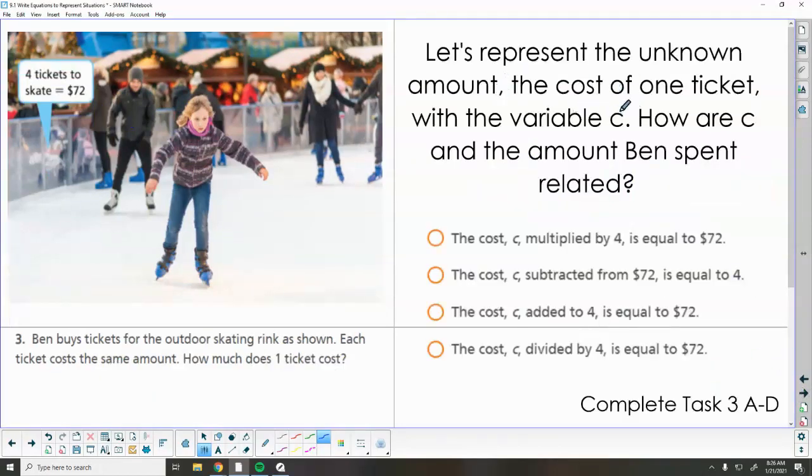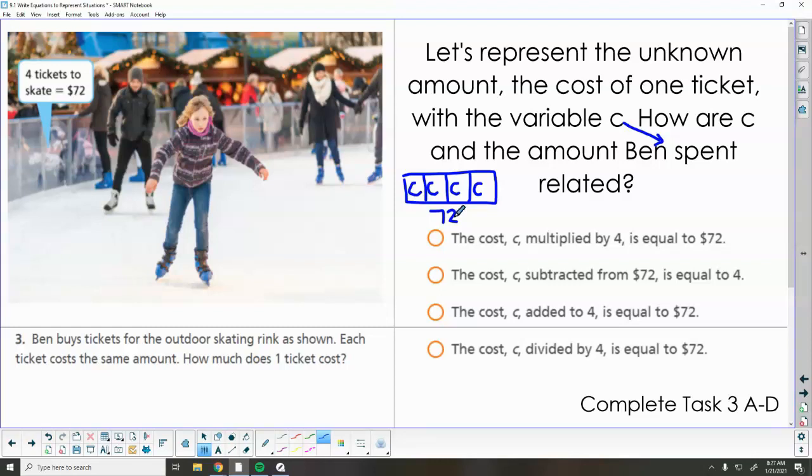So how is C and the amount Ben spent related? So let's draw that picture again. So we know our total was 72. This whole box is 72. And we know that he bought 4 equal tickets. So each of these is the cost of a ticket. And altogether, they equal 72.